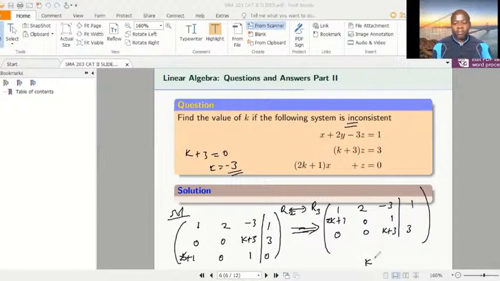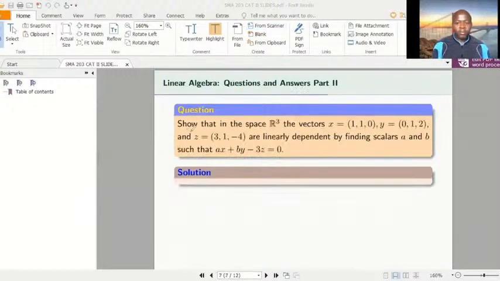So that means K plus 3 must be here. And so which means that K will be negative. That's how we do that question. Now let's look at the next question. So let's see what it says.